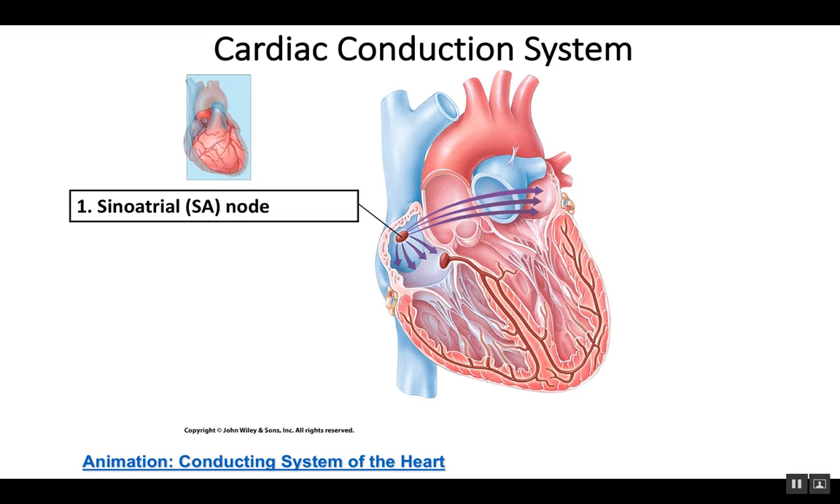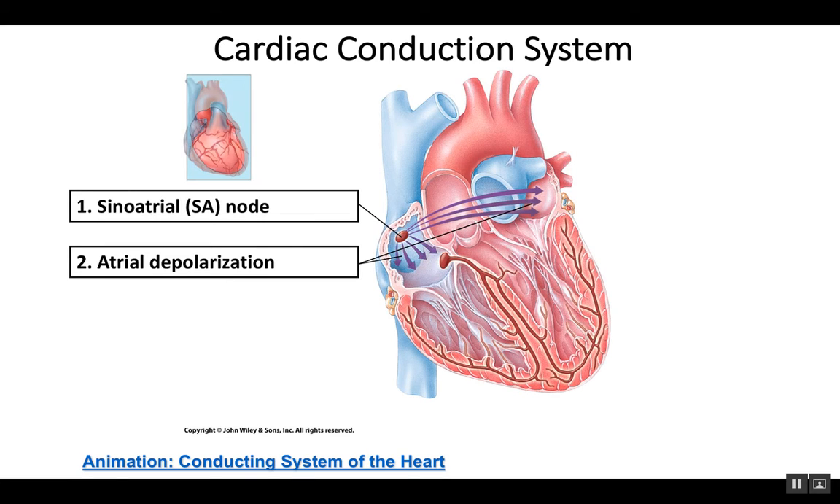So the sinoatrial node is going to depolarize, but then that depolarization needs to spread throughout the atria. And it does this through the muscle cells. The muscle cells will transmit this depolarization from cell to cell throughout the atria. And this depolarization of the atria is going to then lead to them contracting and helping to push blood down to the ventricles. So the pacemaker is first, then the atria depolarize, and then after that they're going to contract.